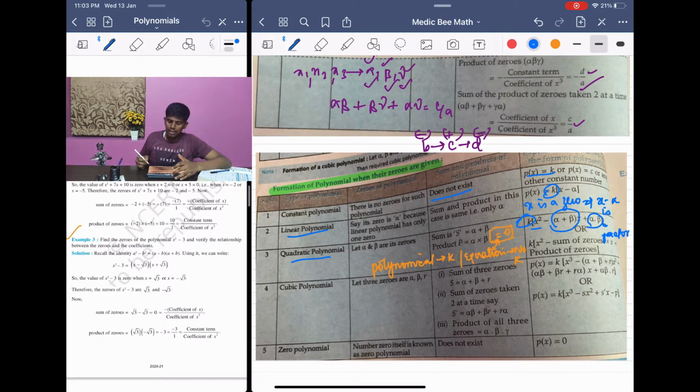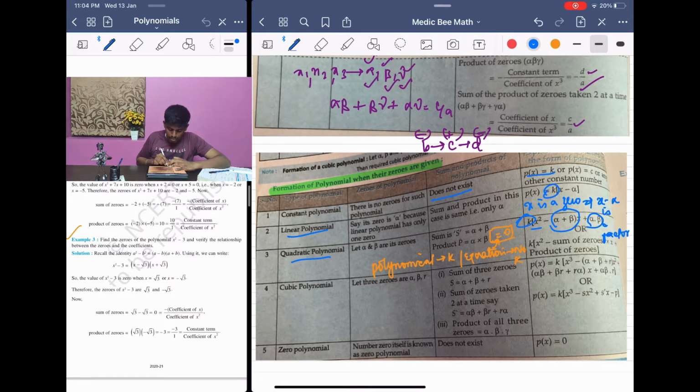So for a given quadratic polynomial, if you are given the sum of the zeros and the product of the zeros, the final polynomial will be of the form k brackets x squared minus sum of the zeros into x plus product of the zeros. It will be of the form x squared minus alpha plus beta into x plus alpha beta.